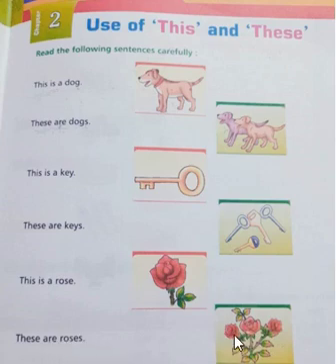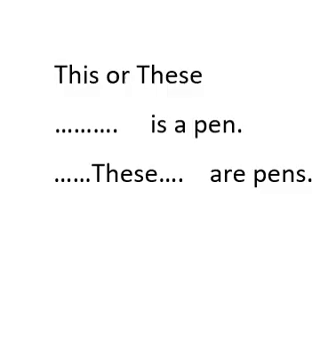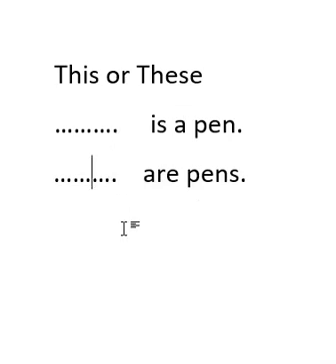Okay students, let's take an example to understand something more about this and these. Here are blanks, and in these blanks one has to fill in either this or these. How would we come to know what we should fill in? Should we fill in this or these? Let's read the sentence first.